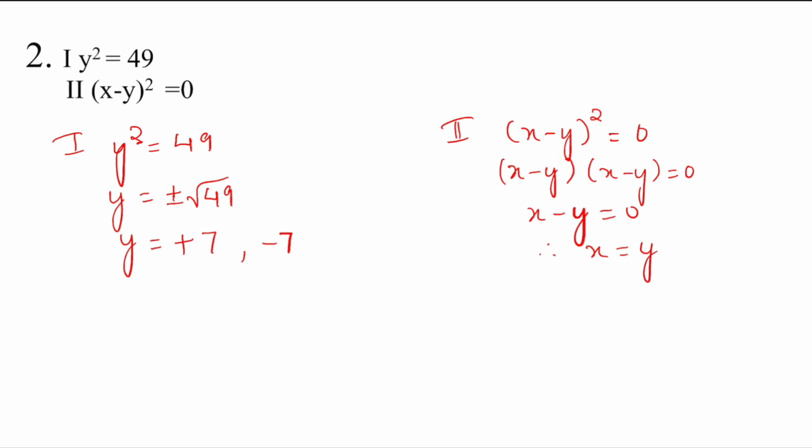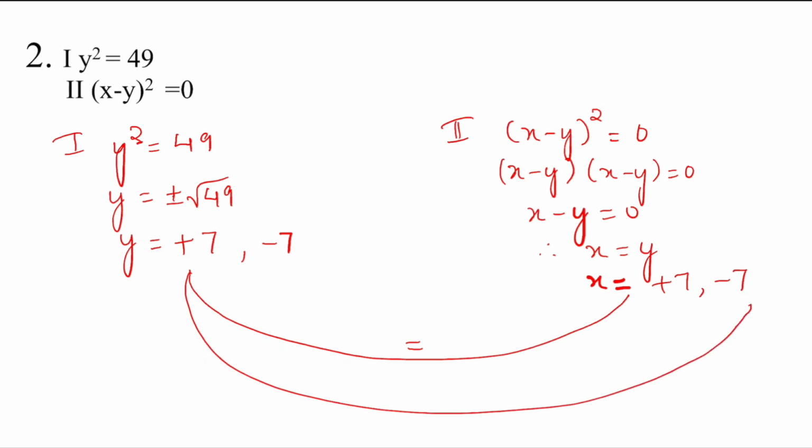Therefore, the x value is also plus 7 and minus 7. Now, compare x and y. When we compare plus 7 with plus 7, it is equal. When we compare plus 7 of x and minus 7 of y, then this is greater. Next, when we compare minus 7 of x and plus 7 of y, then this is lesser. And when we compare minus 7 of x with minus 7 of y, it is equal.